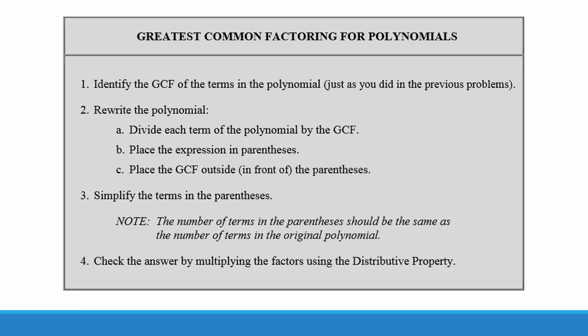Next, we're going to rewrite the polynomial. Divide each term of the polynomial by the greatest common factor. Place the expression in parentheses. Then place the GCF outside in front of the parentheses. Next, simplify the terms in parentheses. Note, the number of terms in the parentheses should be the same as the number of terms in the original polynomial. Check the answer by multiplying the factors using the distributive property.